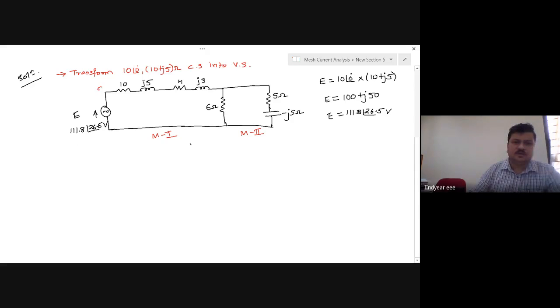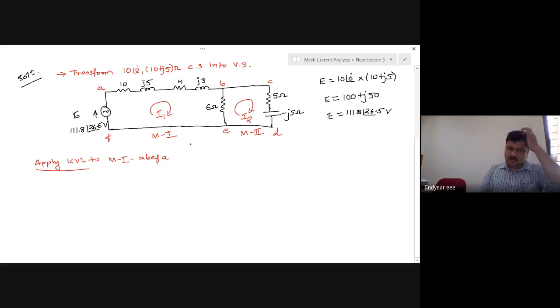Okay, so let the nodes be A, B, C, D, E and F. Now you can say apply KVL to mesh 1, but first we have to assign the currents. Let mesh 1 current be I1, mesh 2 current be I2. Apply KVL to mesh 1, which is A, B, E, F, A.